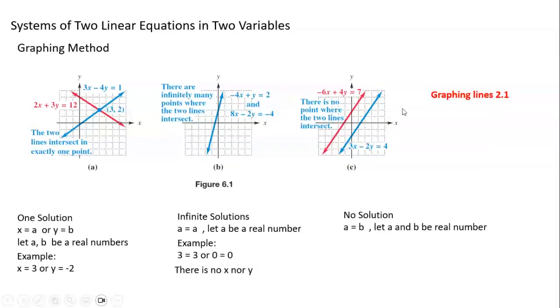But if I look at this next one, again, if I graph these two, and if I were to convert these into slope-intercept form, I would discover that these two equations have the same slope but different y-intercepts, and what that creates is parallel lines. Since these two lines are parallel, they will never intersect, they will never cross, hence they'll never share any values.